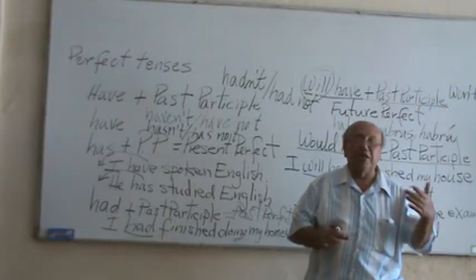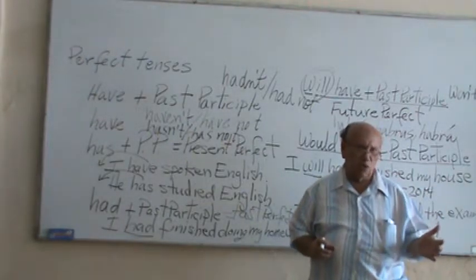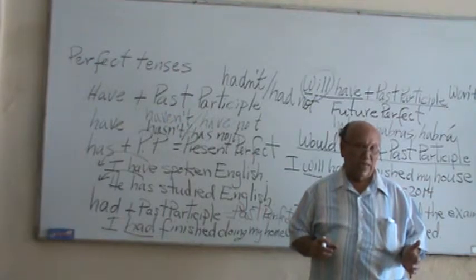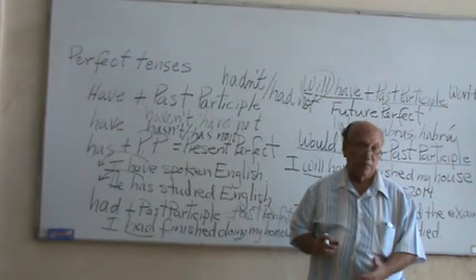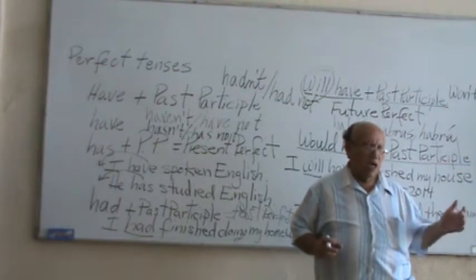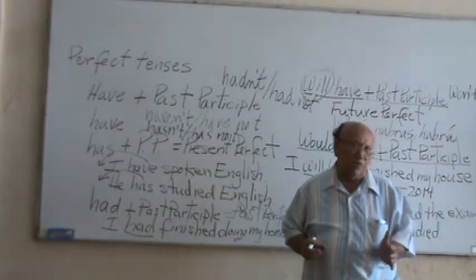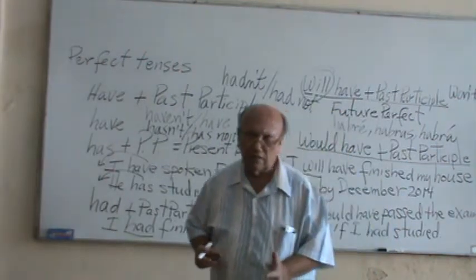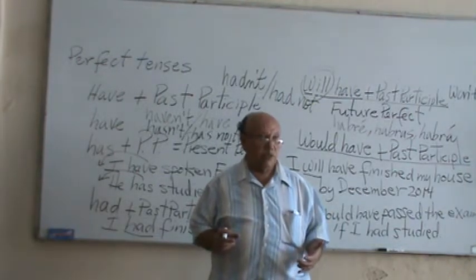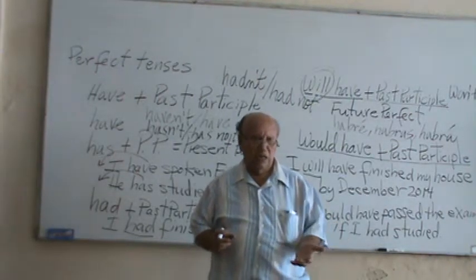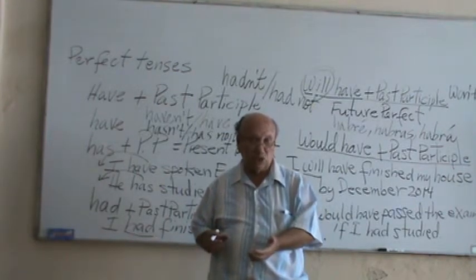So, yo habría, I would have. Tú habrías, you would have. Él habría, he would have. Okay? Example. I would have done it. Lo habría hecho. I would have gone to Mexico City. Habría ido a la Ciudad de México. I would have spoken English. Habría hablado inglés. I would have watched television.